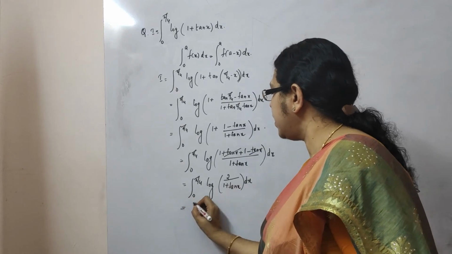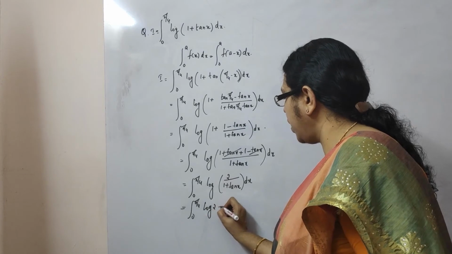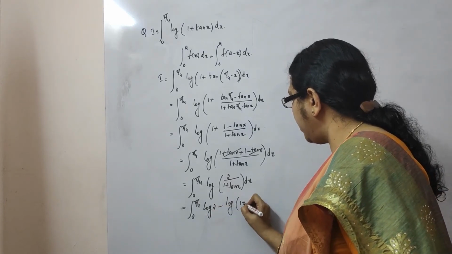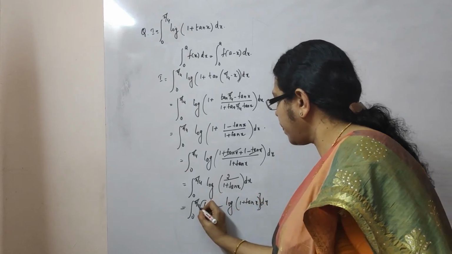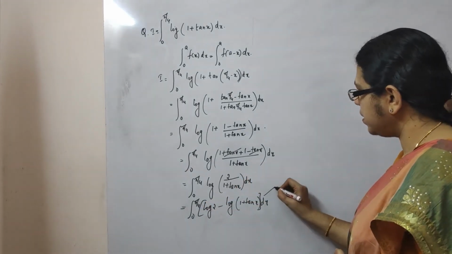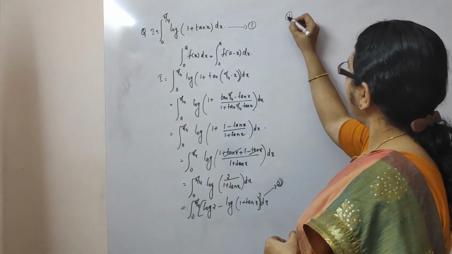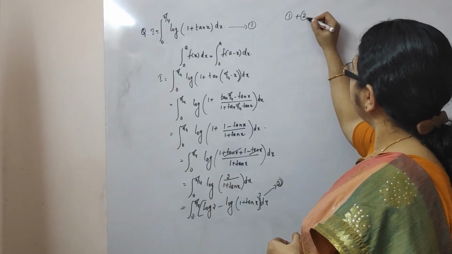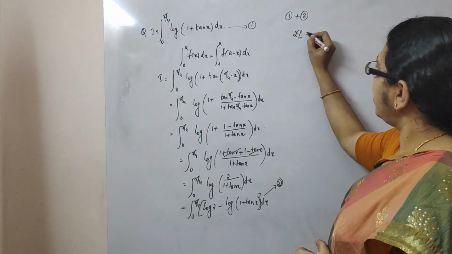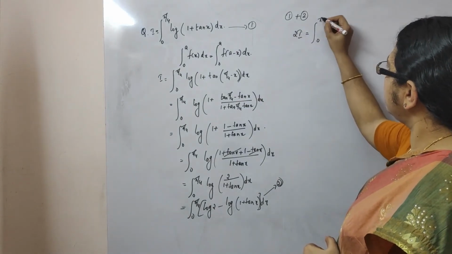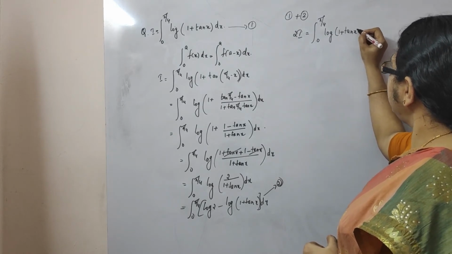Now I may write this as integral 0 to pi by 4. I am splitting it. Log 2 minus log of 1 plus tan x into what? Dx. Okay. Now I term this as equation number 2 and let this be equation number 1. Now 1 plus 2. So I plus I, that is 2I. 2I is equal to integral 0 to pi by 4 of log of 1 plus tan x into dx.